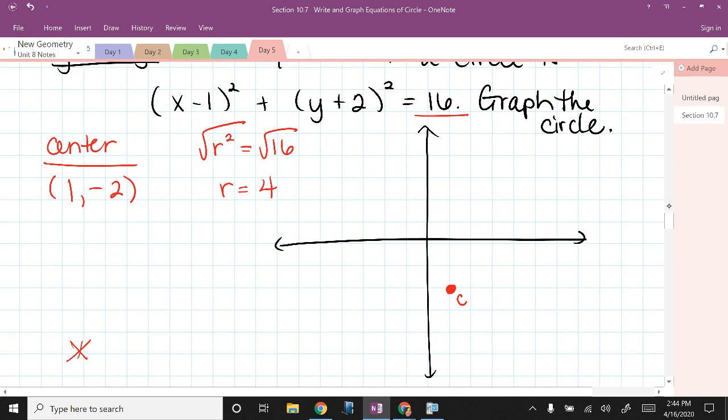So I'm going to go left 4 from my center. 1, 2, 3, 4. So there's one point on the outside edge. I'm going to go to the right 4. 1, 2, 3, 4. I'm going to go up 4. And I'm going to go down 4. Okay, so yeah, the points kind of look like a square when you do that, and then you just be as careful as you can and try to make a circle.